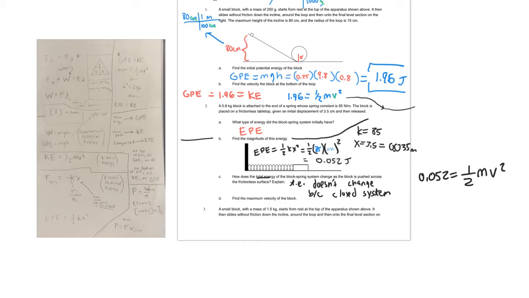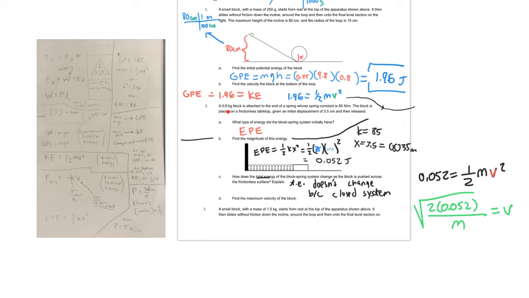So to find out V, we would have to move everything around, and we would end up with 2 times 0.052 all over the mass, and it would be the square root of that whole thing. That's going to equal the actual velocity. All right, so once again, had we done everything we could to get v by itself on the right, we would end up with this on the left, okay? Now, we know what the mass is.